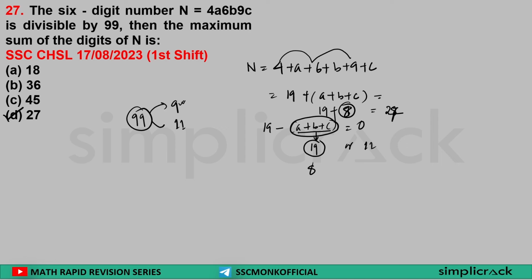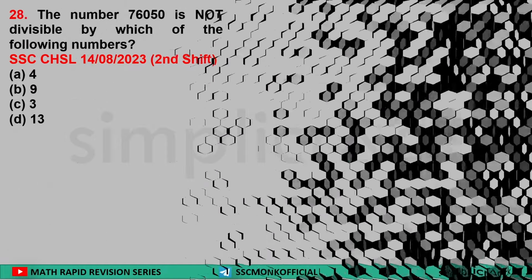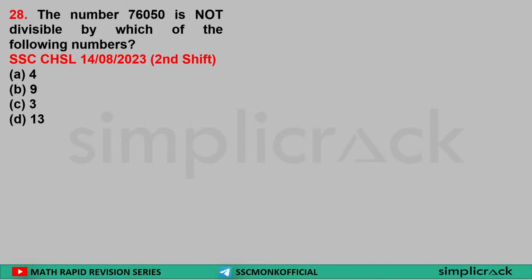That's all. Sorted? Next. The number 76050 is not divisible by which of the following? Now see, before I try anything, if 4 is my option, I have to check the last 2 digits. Sir, 50 cannot be divisible by 4.